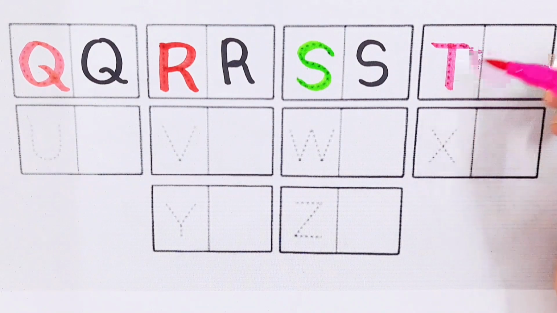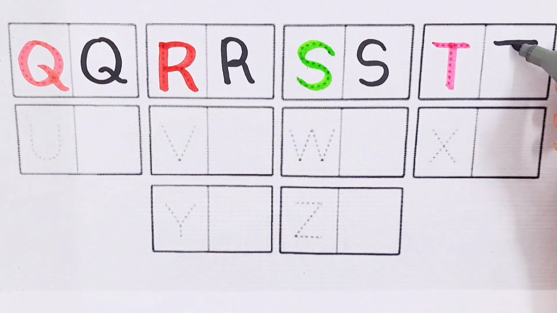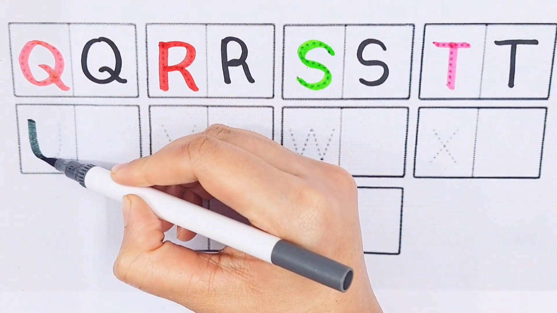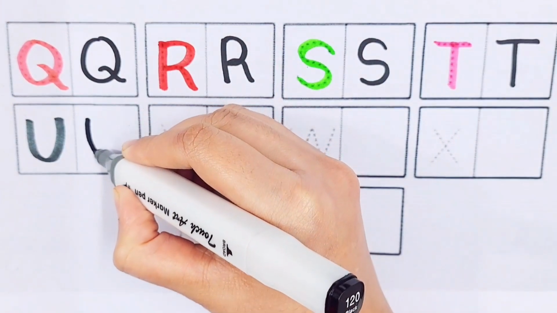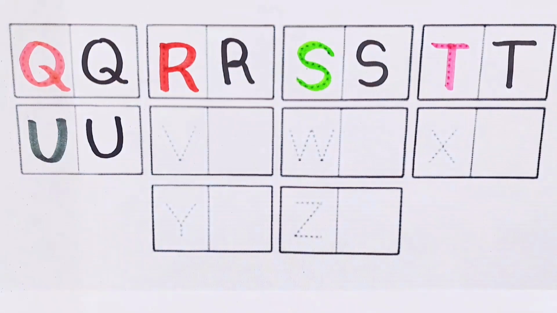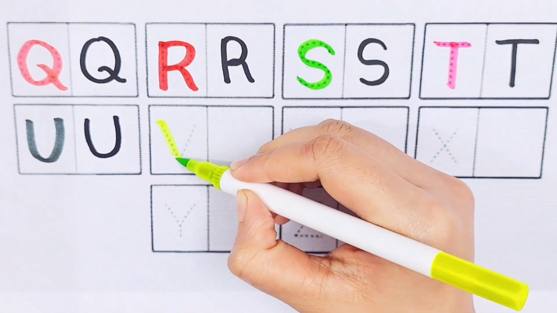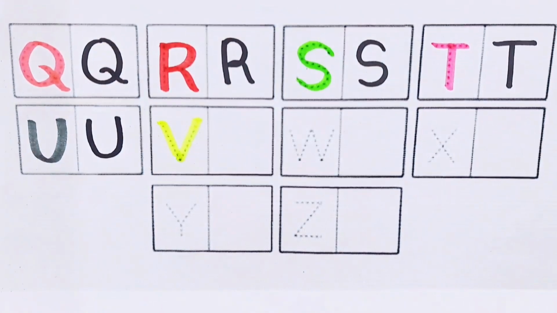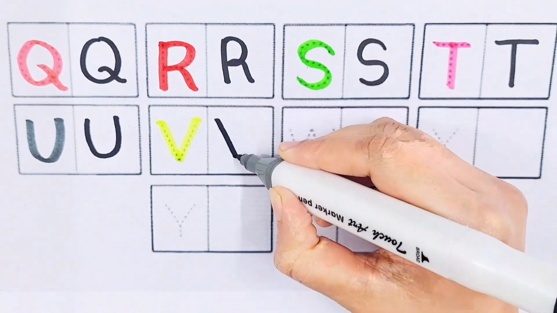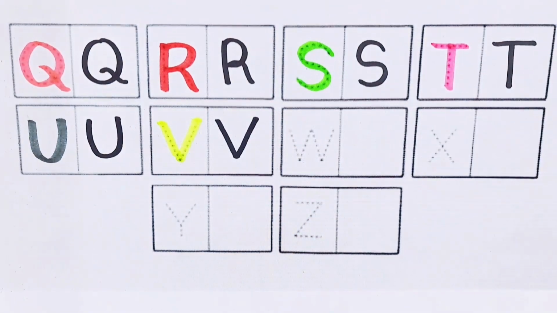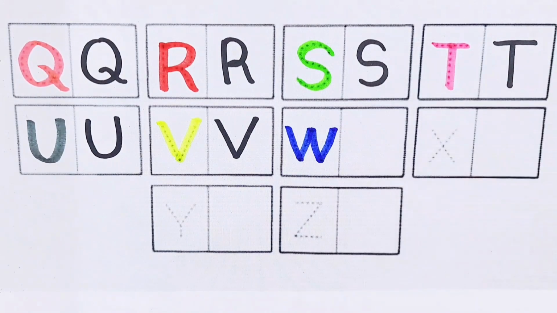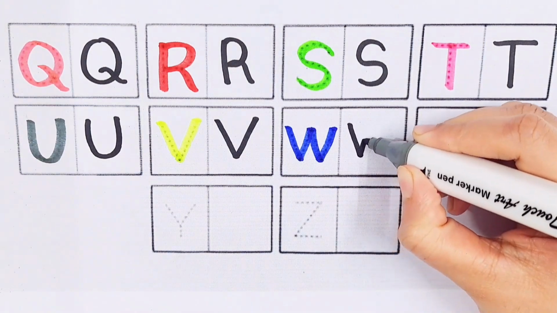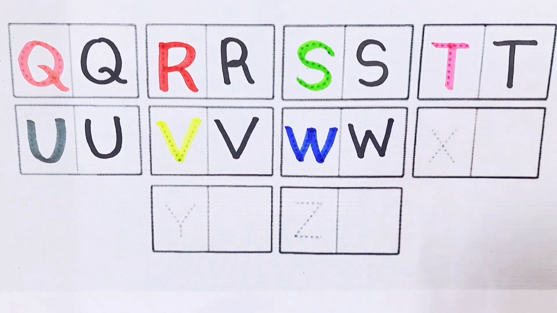T for toy. T for tree. U for uniform. U for university. V for van. V for vanilla. W for wax. W for watch.